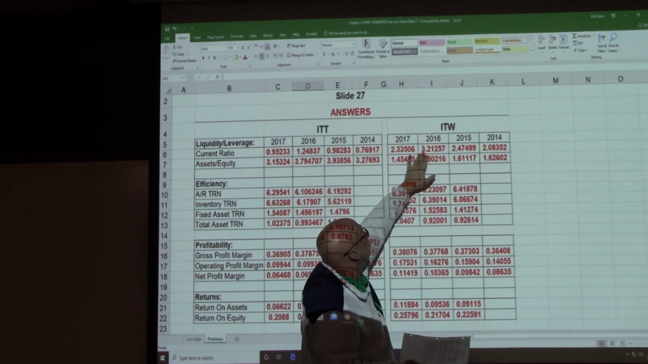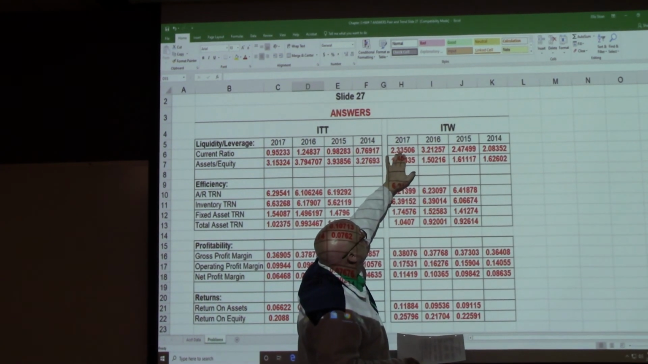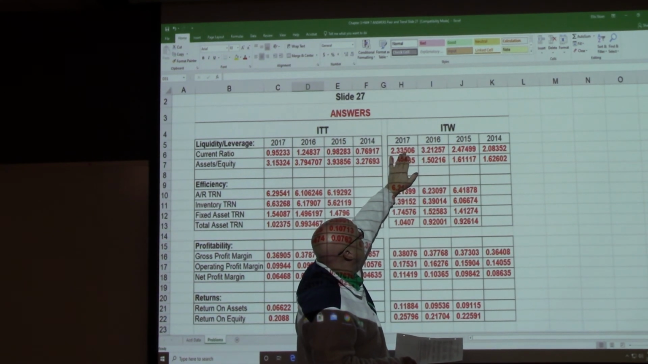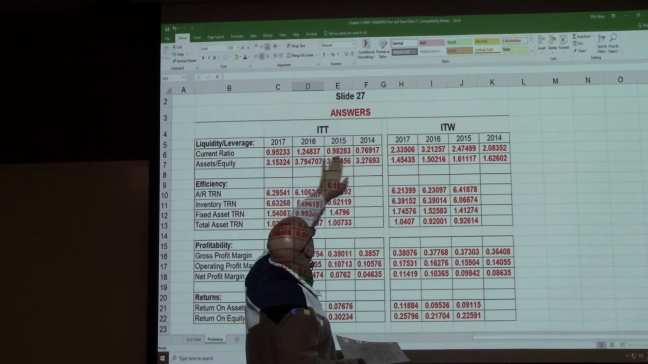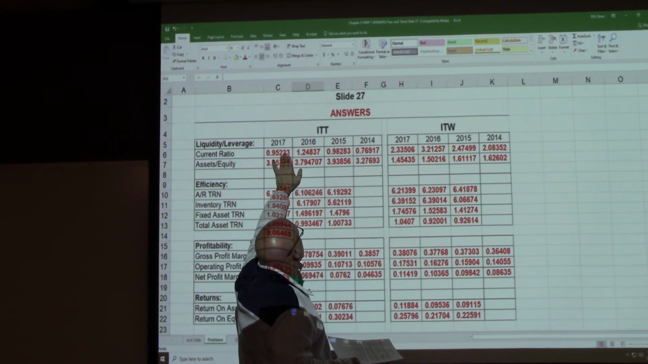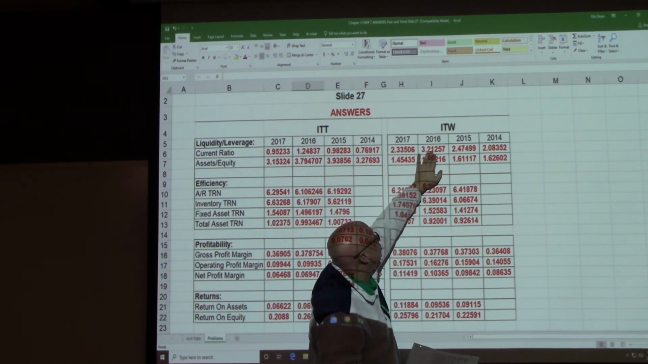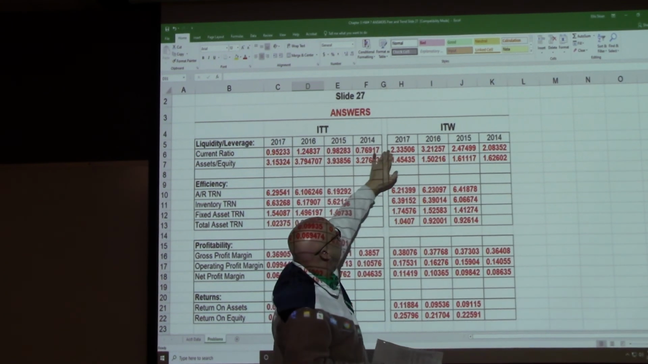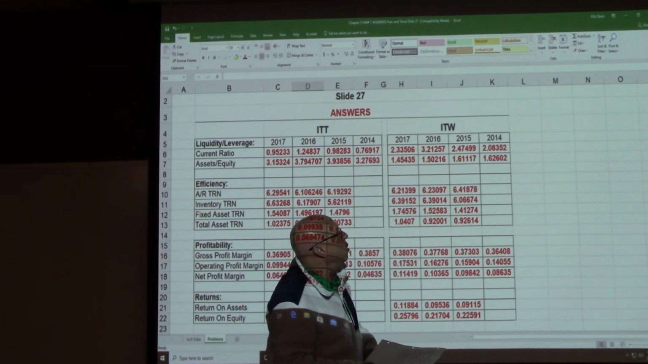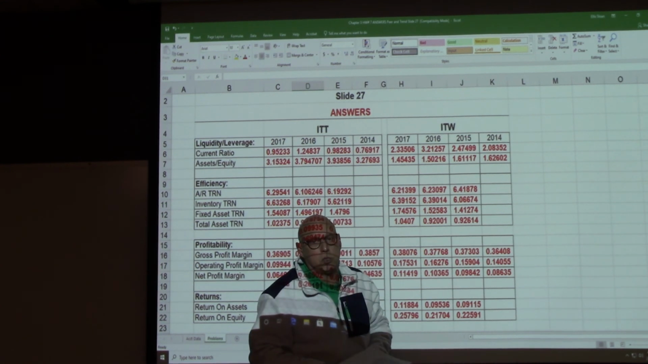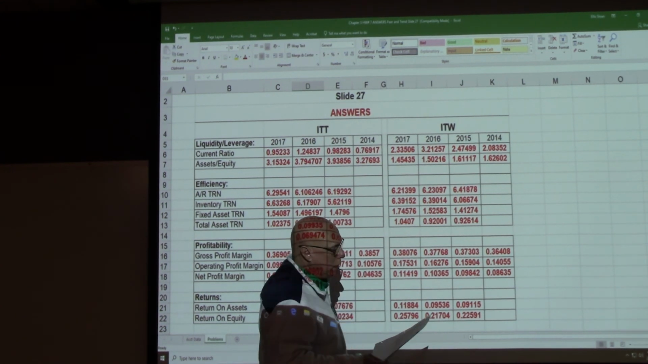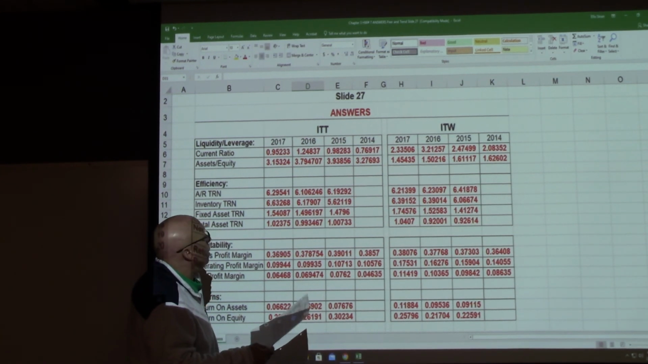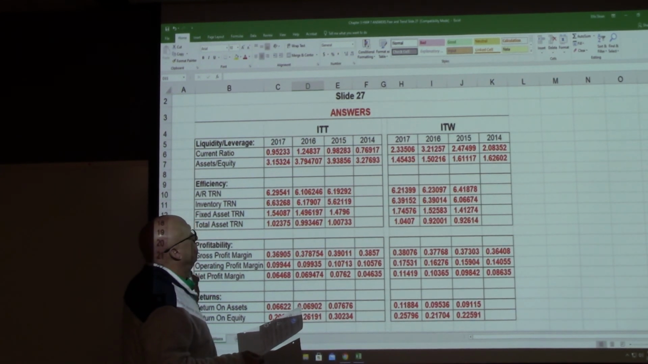Okay, and then it goes back down to 2.33, which is still very safe, safely above 1, much higher than ITT, but again, it peaks in 2016 and then goes down in 2017 for both companies. So this looks like they're kind of following something going on in the industry, and we would have to see the income statement to see what's going on in the industry. Okay. Which company is more efficient?